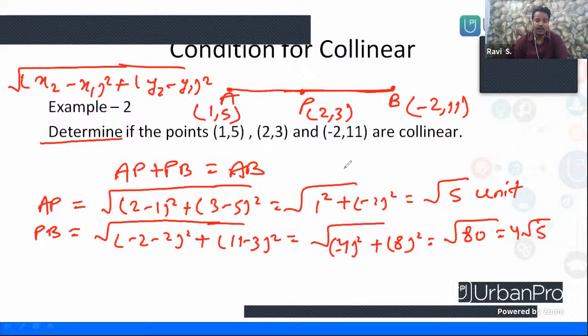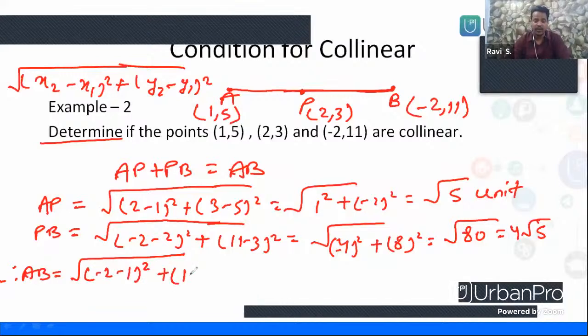Okay. Now finally find out the value of AB also. We need to find out the side AB also. Okay, guys. So AB, use the distance formula again here. So AB, it will be minus 2 minus 1, guys, and then 11 minus 5. So this will give you minus 3 square, that will be 9. And 11 minus 5 will give you 6 square, so 6 square is nothing but 36.